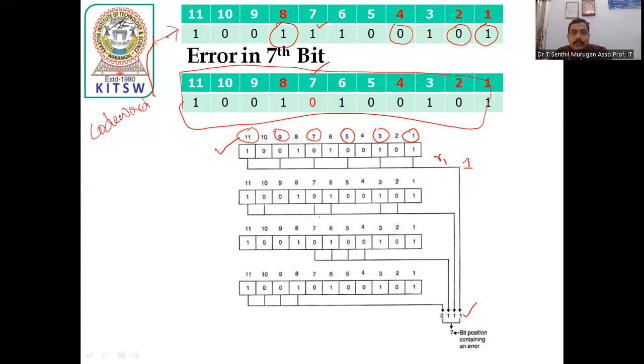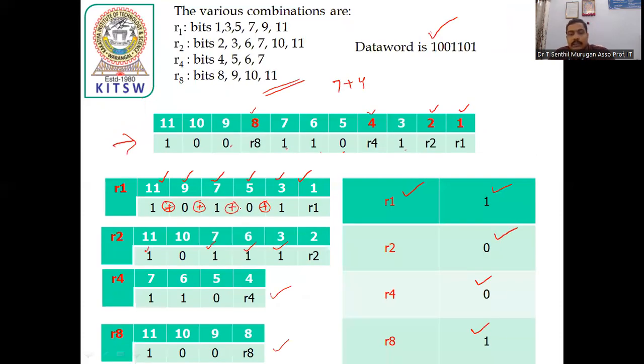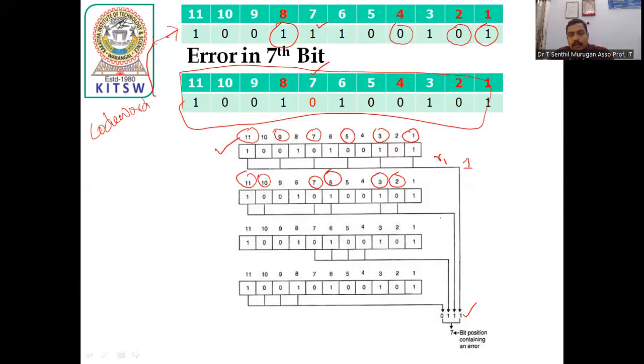Here, what positions will we take? For R2 I am saying: second position, third position, then 6th position, 7th position, 10th position and 11th position. We already know the formula. Here we see which positions are taken for R1, R2. After identifying that the R2 value is 1, applying XOR here also an odd number of ones are there, so R4 equals 1. When we calculate here, an even number is there, so R8 equals 0.